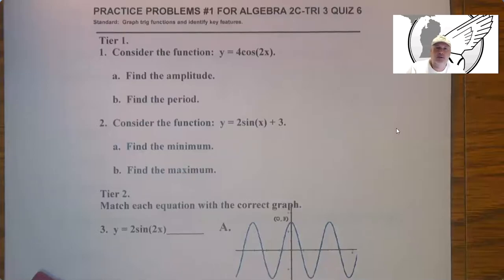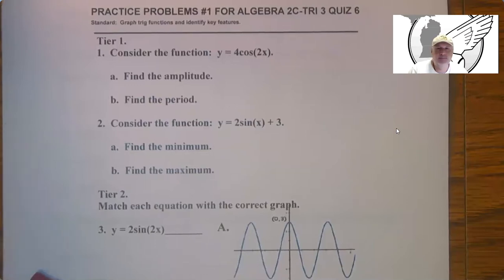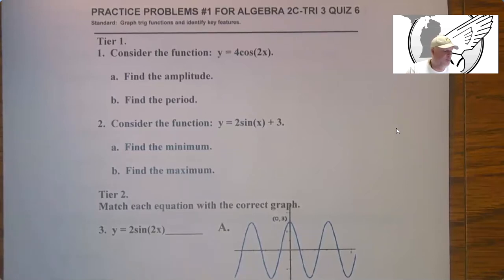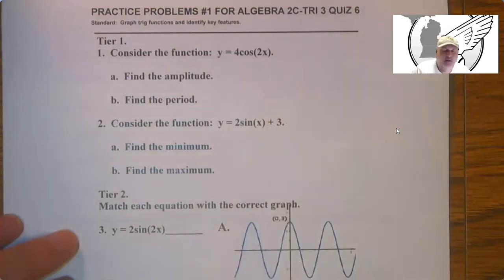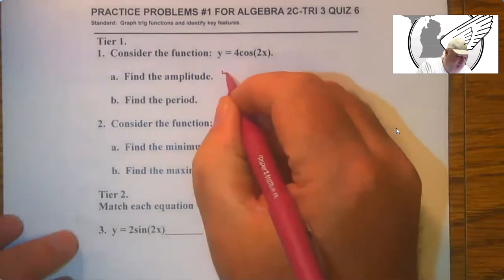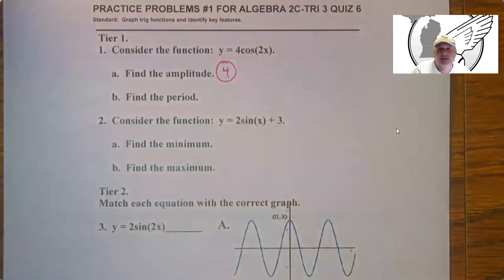These are the solutions to practice quiz 1 for quiz 6 in the third trimester of Algebra 2. So, finding the amplitude and period. The amplitude is simply the absolute value of A, which is the coefficient in front. So your amplitude is going to be 4. And that's just the distance from the midline.